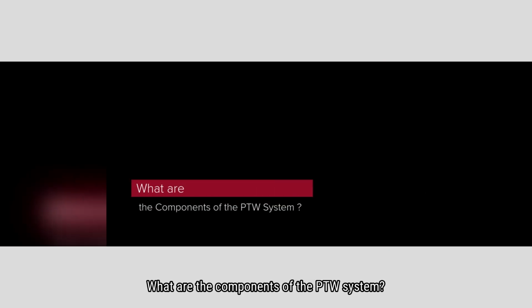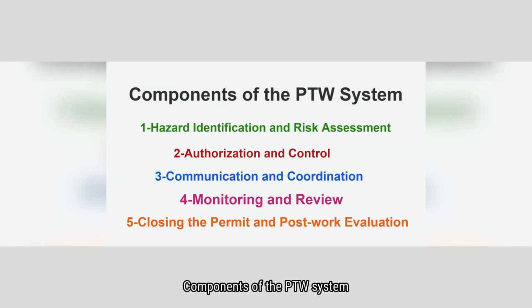What are the components of the PTW system? Components of the PTW system: 1. Hazard identification and risk assessment. 2. Authorization and control. 3. Communication and coordination. 4. Monitoring and review. 5. Closing the permit and post-work evaluation.